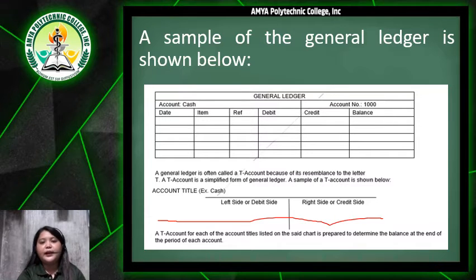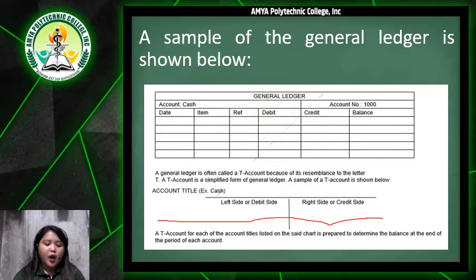So we have the account title. For example, our account title is cash. On the left side is the debit side, and on the right side we have the credit side. Okay, so an account for each of the account titles listed on the said chart is prepared to determine the balance at the end of the period of each account.